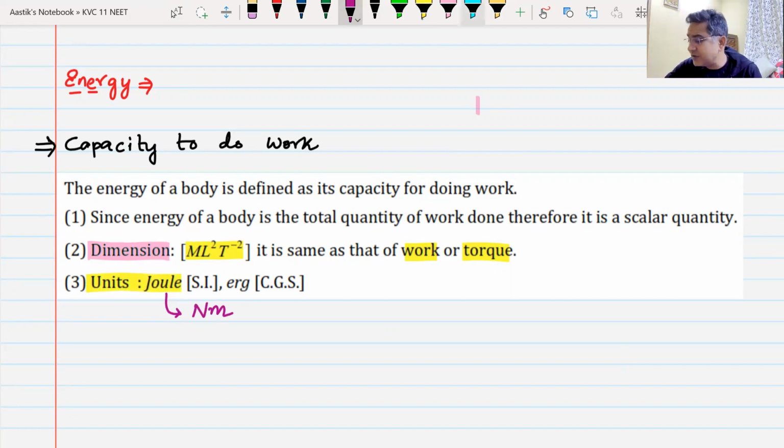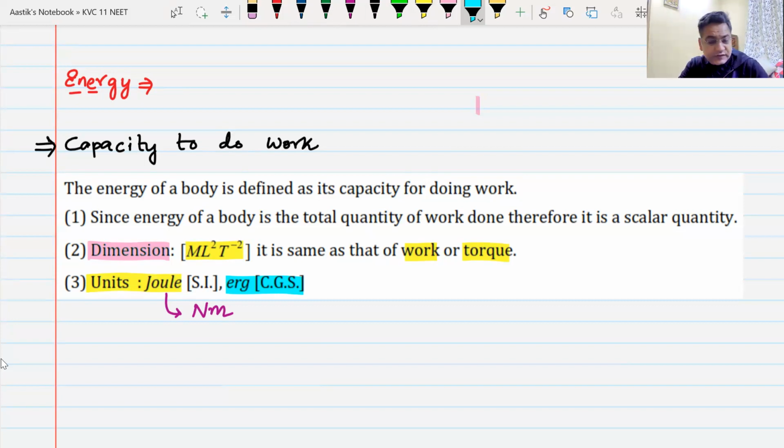The CGS unit of this work is known as ergs. That's the CGS unit of energy. It is known as ergs. You must also remember the relation between various units of work and energy, because they can come as small questions in your exam. So you must remember what is the relation between joules and ergs. Anyone knows the relation between joules and ergs? Joules and ergs.